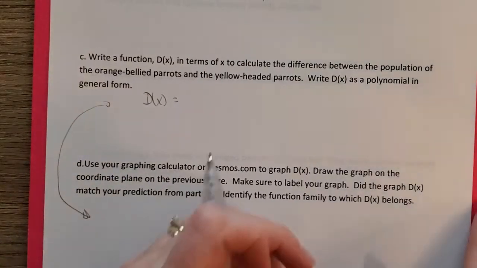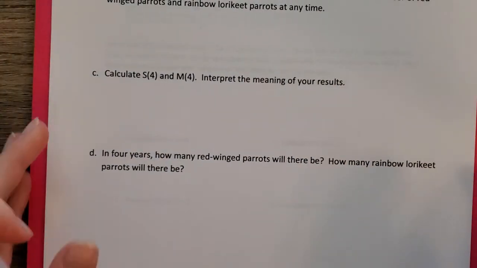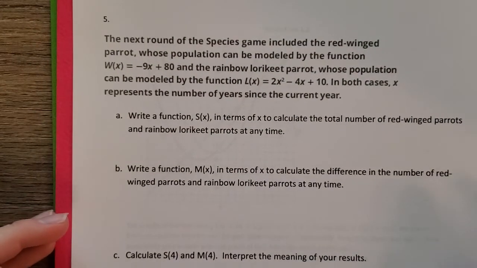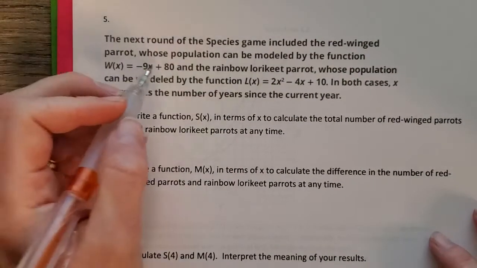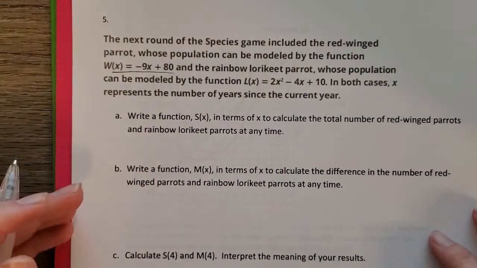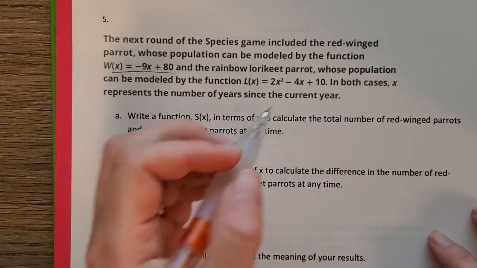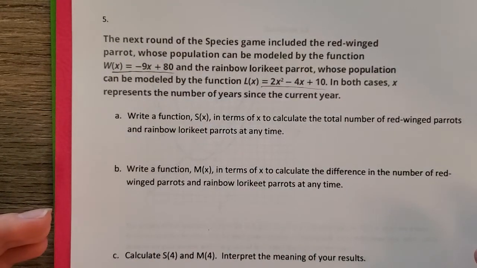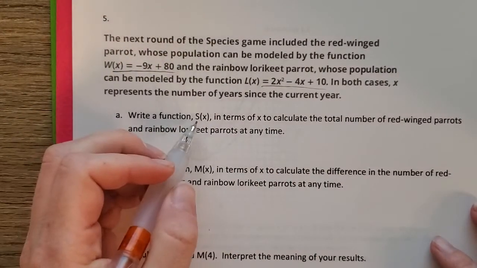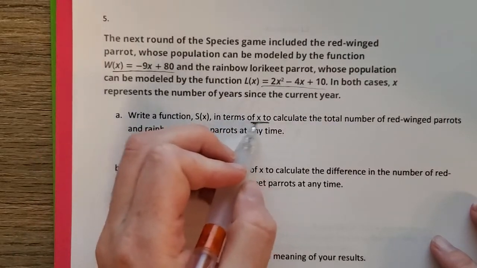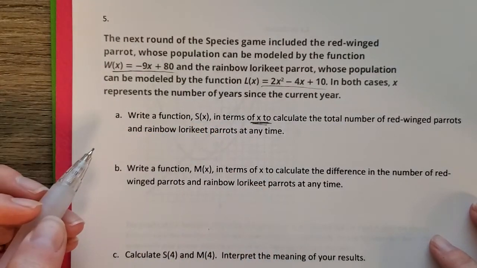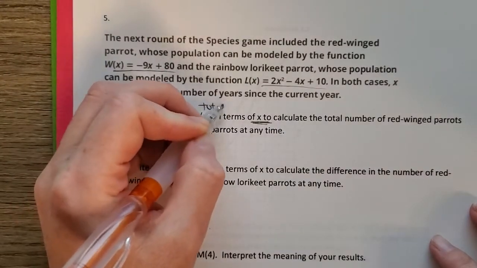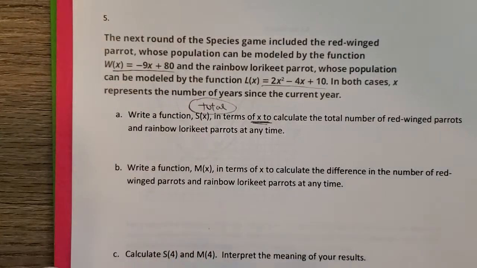Okay. So then when we get to part number 5, the next round of the species game includes a red-winged parrot whose population can be modeled with this function, and the rainbow lorikeet parrot whose population can be modeled with this function. In both cases, x is the number of years since the current year. Write a function s of x in terms of x. That means we want it simplified to calculate the total number. So s of x is the total. So think about what you have to do to figure that out and write it and simplify.